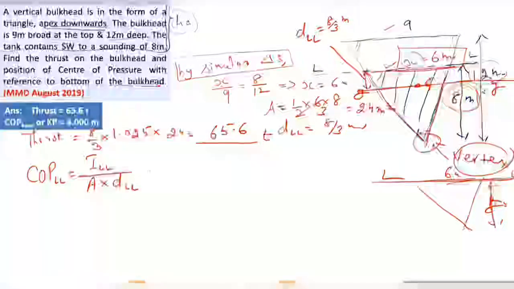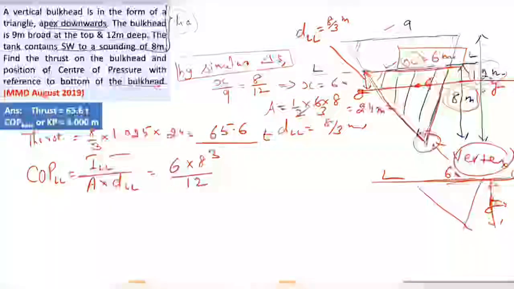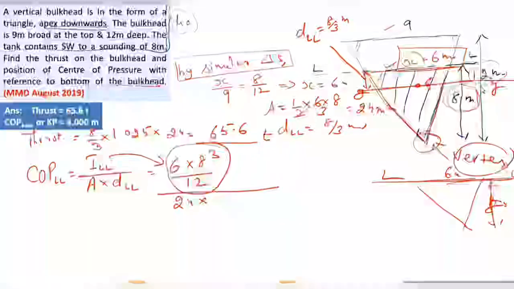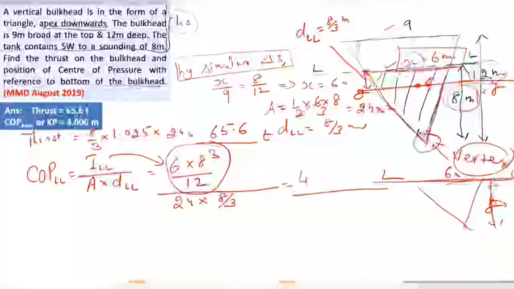So ILL will be equal to BD cube upon 12. What is base? Tell me what is base in our question. Value of base. What is D? 8 by 3. 8 cube, D, not DLL. Depth, capital D, beta. BD cube by 12. Yeah, this is ILL. Have you understood? Divided by area of 24 square meters into DLL of 8 by 3. And this will give you COPLL. This will give you the answer of 4 meters from liquid level.